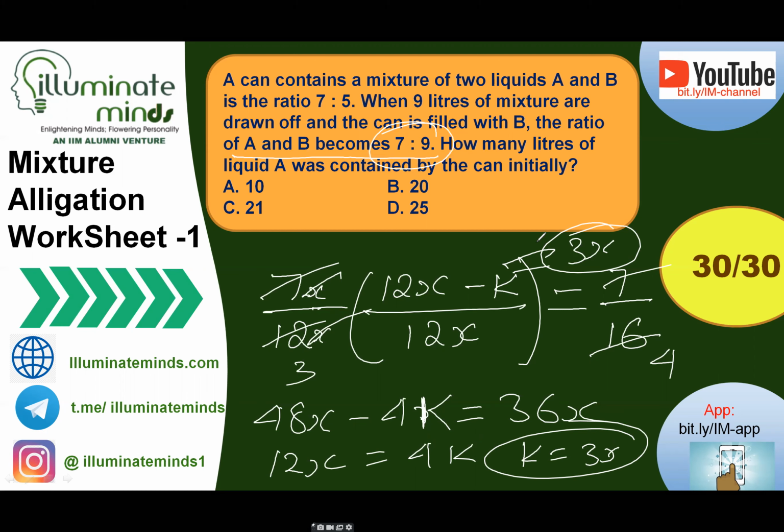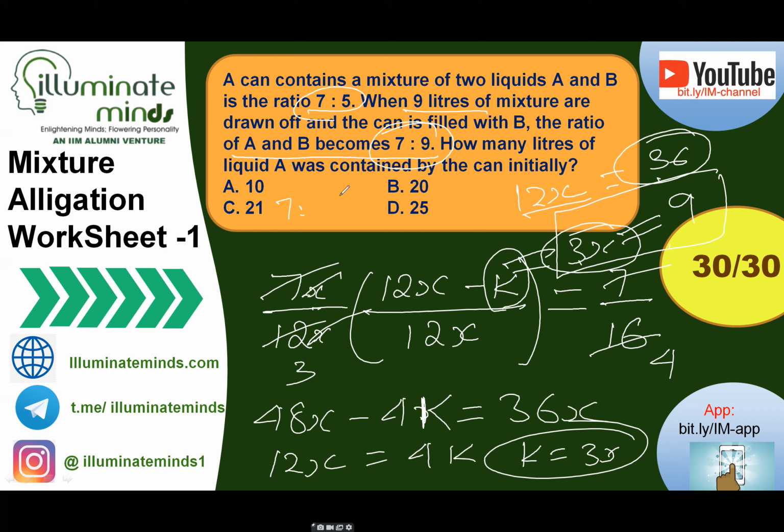Okay. So 3x is equal to 9 liters. They have already given us. So 12x is equal to how much? 36x. No problem. So 3x is equal to 9. I missed that, so I wrote it as k. So 3x is equal to 9. That means 12x is equal to 36. Let's come back to this.